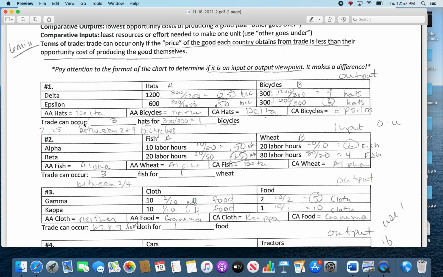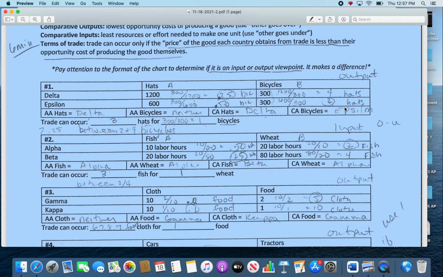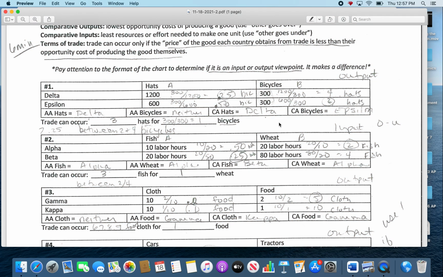So when does trade occur? What we're going to look at here is the terms of trade. I don't know why that turned blue. Okay.